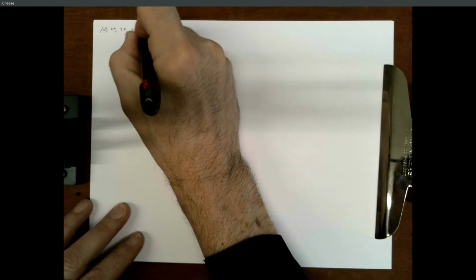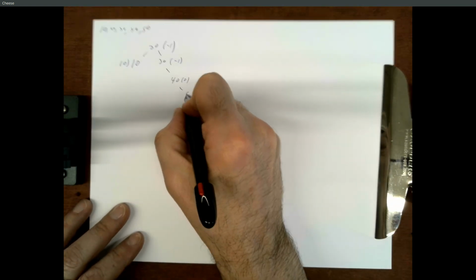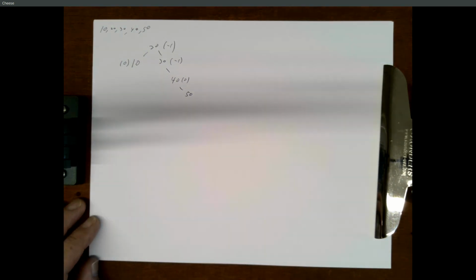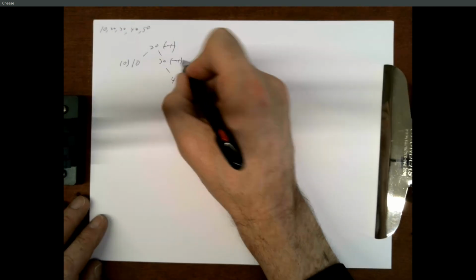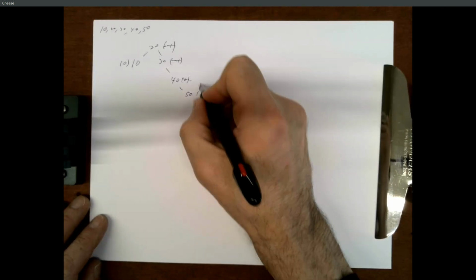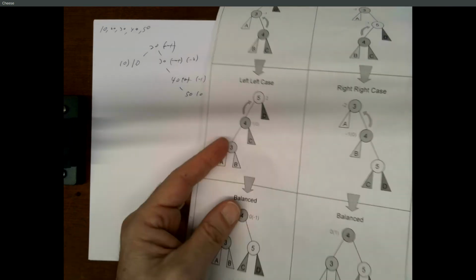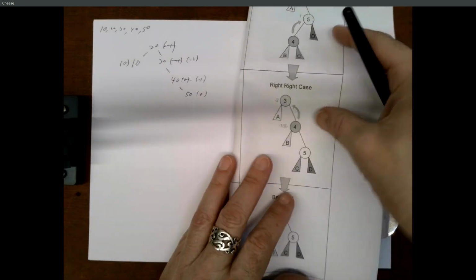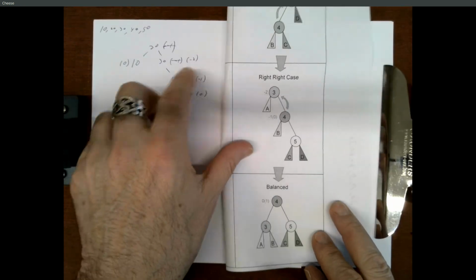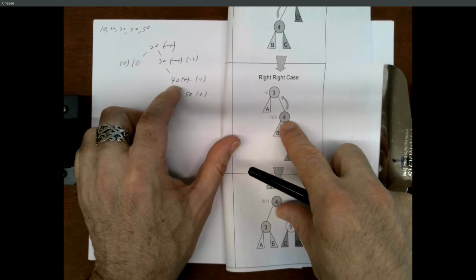Okay, so let's add a 50. And I'm going to recalculate balance factors. So this will be a 0, this will be a minus 1, this will be a minus 2. I can stop right there. This is unbalanced. And this is again what we call the right case. There's a minus 2, there's a minus 1.